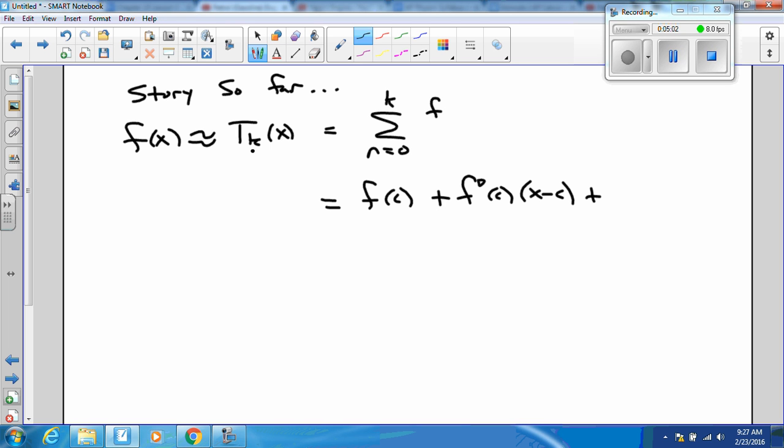And now what's my second degree term? f double prime of c times x minus c squared over 2 factorial, which reminds us there's an invisible over what here? Over 1 factorial and over 0 factorial. Okay? And then plus that. And what is my last term going to be?